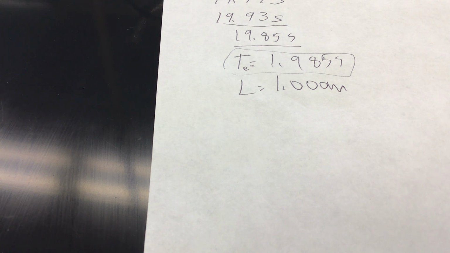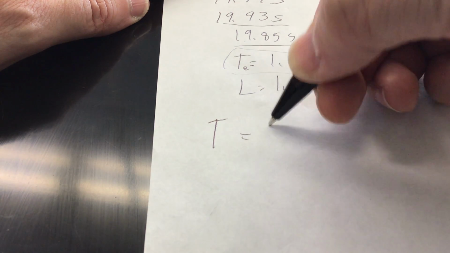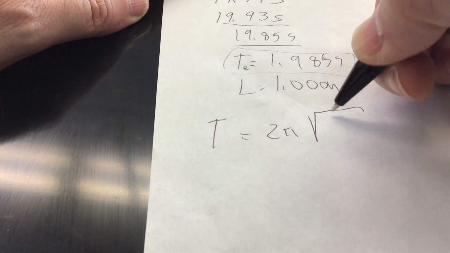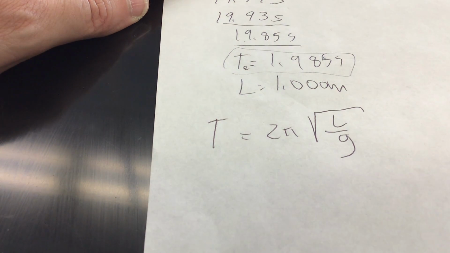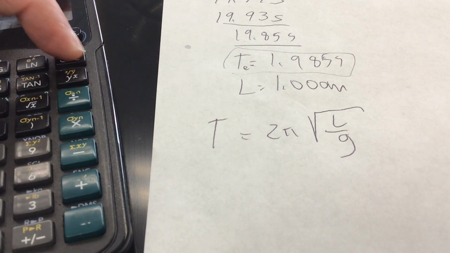Well, what does it depend on? Remember from the theory section, that was equation number 2. The period is 2 pi times the square root of L over g, right? So all we have to do is plug stuff in. Just make sure everything is in meters.